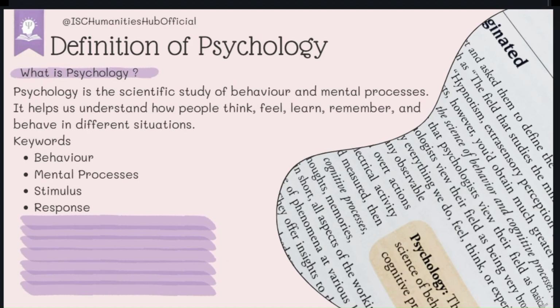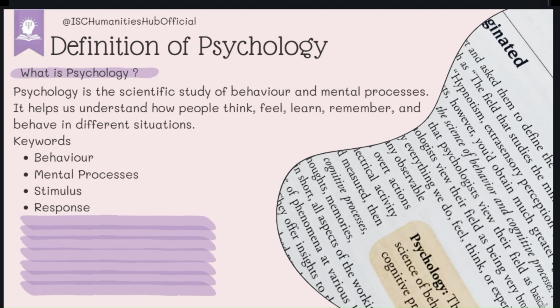The first topic is the definition of psychology, which you can even refer to in the syllabus. So what is psychology exactly? Psychology is the scientific study of behavior and mental processes. Basically, it helps to understand how people think, feel and act. By this we understand that psychology aims to understand and explain complex human behaviors and experiences through empirical research and theoretical frameworks. There are some keywords which you need to know.